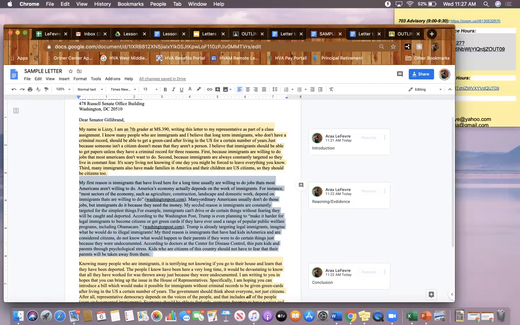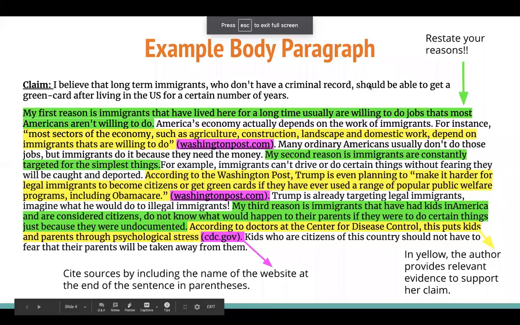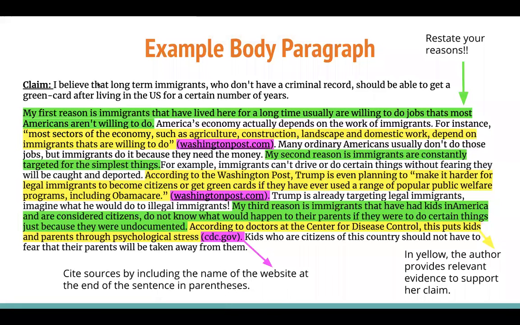Before you begin outlining, I want you to see what an example body paragraph contains so that you understand what you eventually want that body paragraph to look like. So let's take a look at this example body paragraph. First, let's recap the claim from yesterday. I believe that long-term immigrants who don't have a criminal record should be able to get a green card after living in the US for a certain number of years. Let's go over this person's example body paragraph that they use to support this claim.